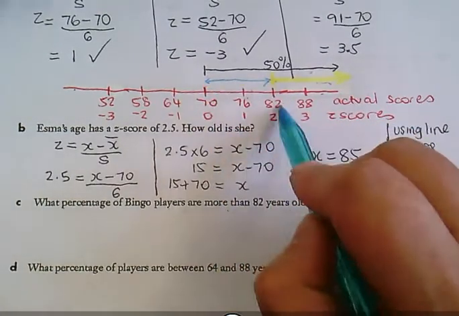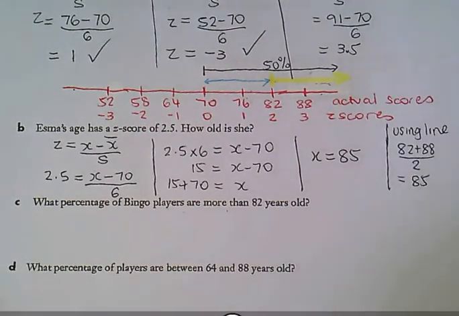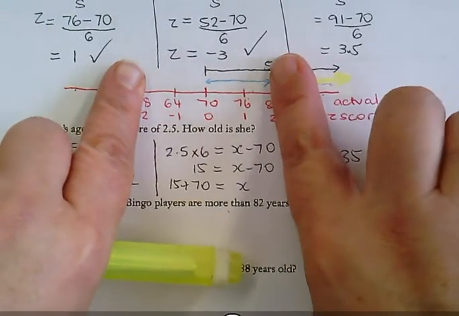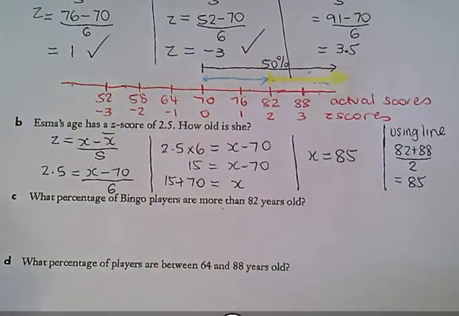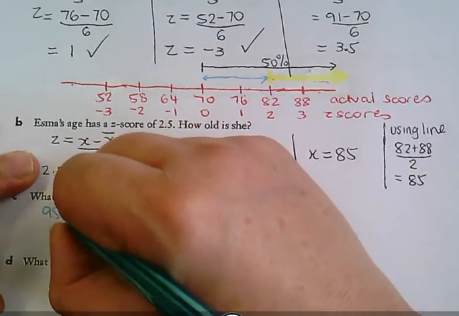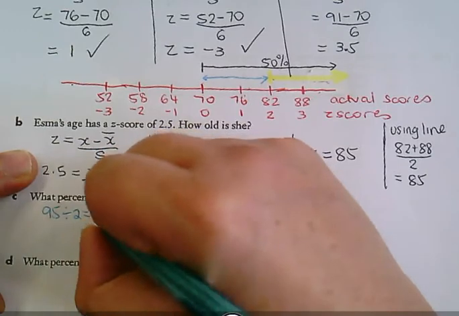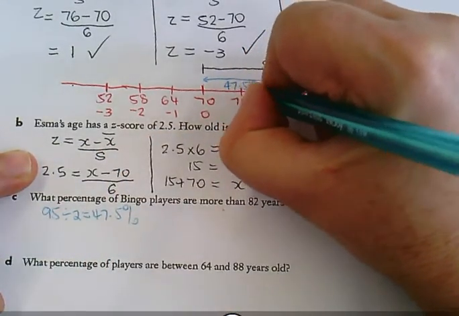What's this bit from 0 to 2? The bit from 0 to 2 is half of the bit from negative 2 to 2, half of 95. Do you get that? From negative 2 to 2 is 95%. From 0 to 2 is half of that. So it's half of 95. So I'm just going to go 95 divided by 2 is 47.5%. So that's what that bit is, 47.5%.